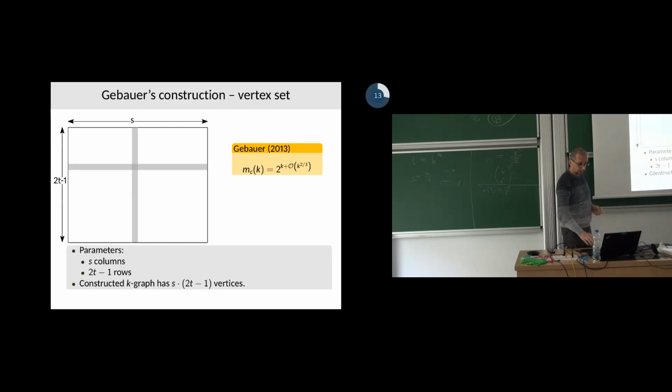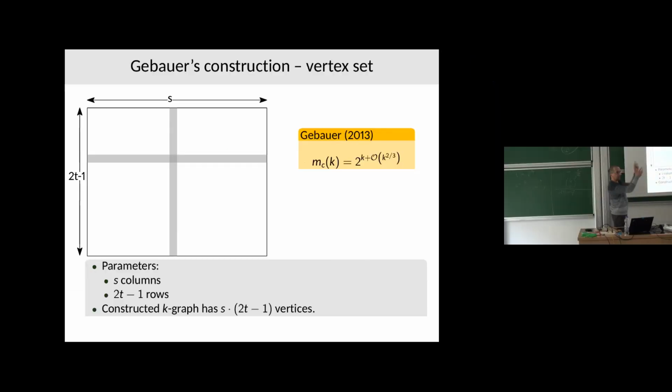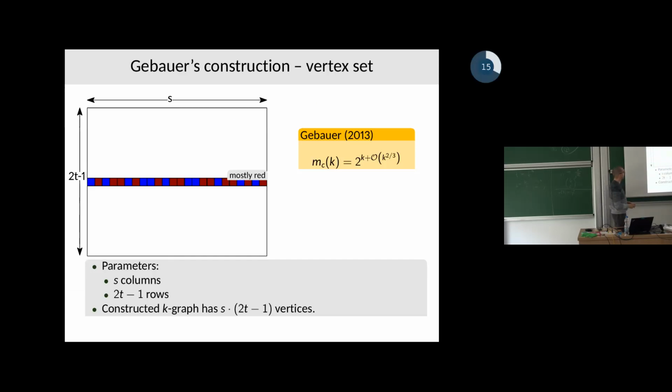What do we do next? Okay, we are going to let every cell of this array represent a vertex, and we are going to color these vertices red or blue. We are going to deal with some subsets of rows, and the sets of rows which will be interesting to us will have the property that in a specific coloring one of the colors is dominating. Okay, so we have a row, and this row has more red vertices than blue vertices. We'll say it is mostly red.